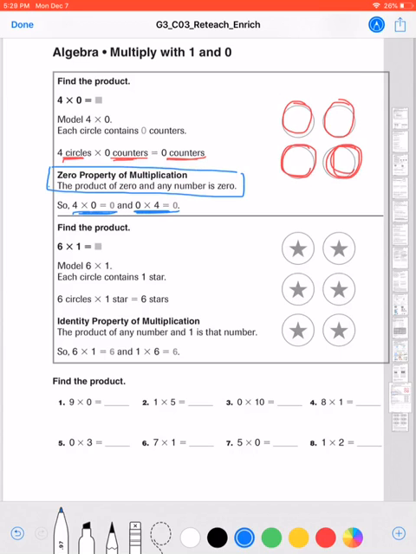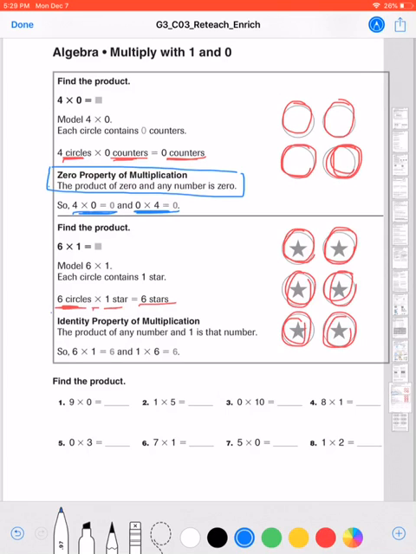Now we're going to talk about the identity property of multiplication. So here it says find the product. 6 times 1 equals what? Model 6 times 1. So 6 times 1 means 6 groups of 1. So we've got 3, 4, 5, 6 groups here. And each group has 1 star. So we have 6 circles that each has 1 star, which leaves us with only 6 stars.